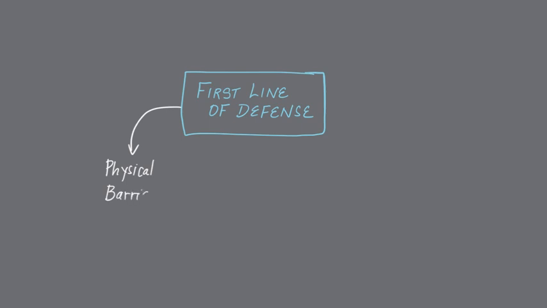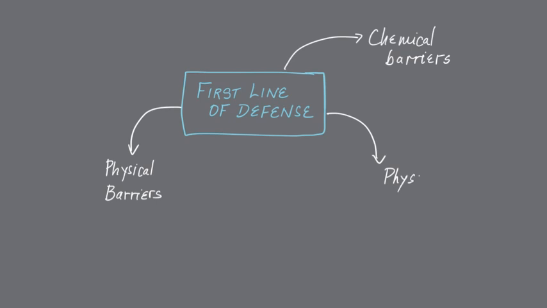We have physical barriers such as skin, hair, and mucous membranes. We have chemical barriers such as hydrochloric acid, lysozyme, and vaginal secretions that are acidic. And we have physiological barriers such as coughing, sneezing, vomiting, and diarrhea. So let's take a look at each one of these.